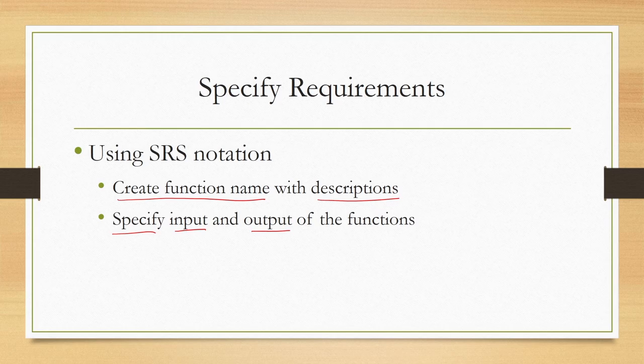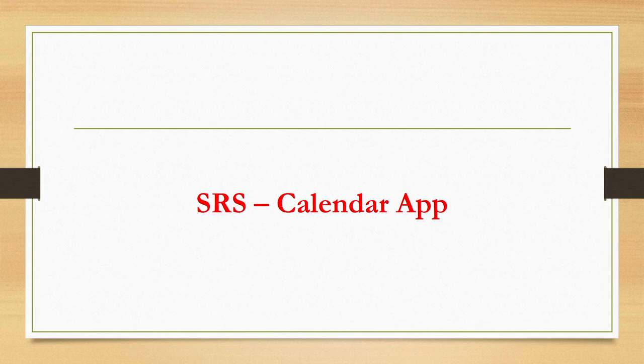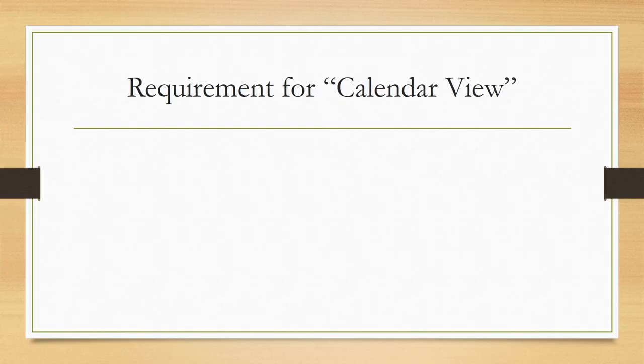So, first we will focus on how to specify the functions that we have identified. From this specification, we will get the SRS document for the calendar app. Now, let us try to see how it can be done. So, we will first have a look at requirements.